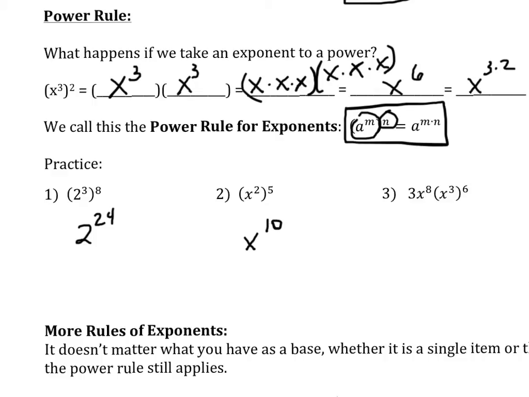It gets a little weird when you have combinations of this. Here we have 3x to the 8th times x cubed to the 6th power. And applying PEMDAS, I'm still going to take care of the exponent here first. That gives me x to the 18th power times 3x to the 8th. Okay? Well, now x to the 8th times x to the 18th times 3 is just going to be 3 times x to the 18 plus 8, which is 26.